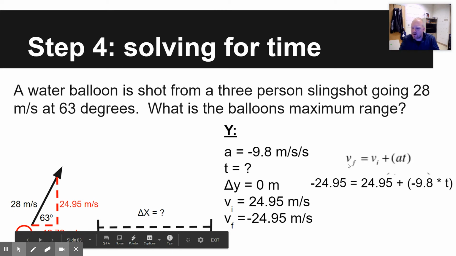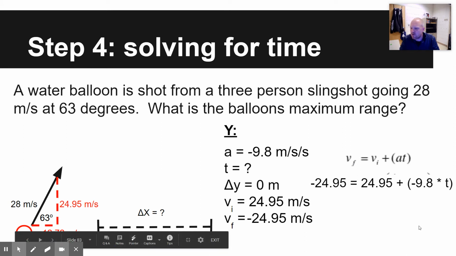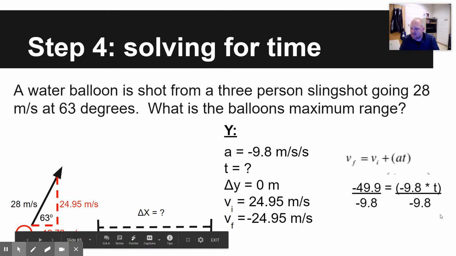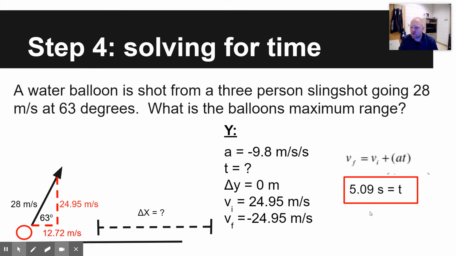And so if we have the equation VF equals VI plus acceleration times time, velocity final is equal to velocity initial plus acceleration times time, we can plug in our values, follow PEMDAS, and isolate t for time to solve. And we came up with 5.09 seconds.